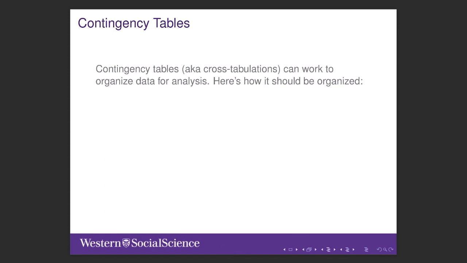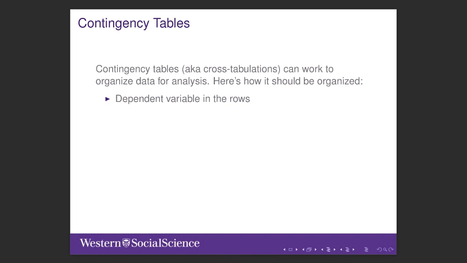Contingency tables are the building blocks of understanding relationships among categorical variables, both ordinal and nominal. We sometimes refer to contingency tables as cross-tabulations or crosstabs. There are a couple of different ways that you can make contingency tables, but there are some clear guidelines for how they should be made to make analysis most straightforward.